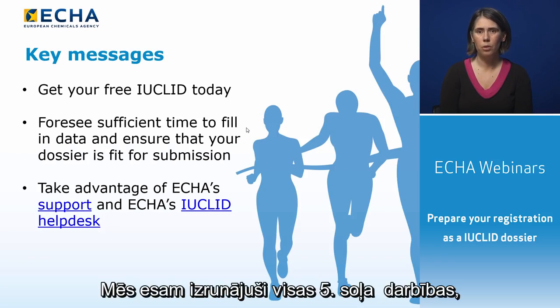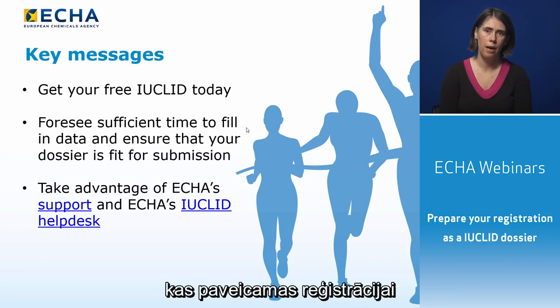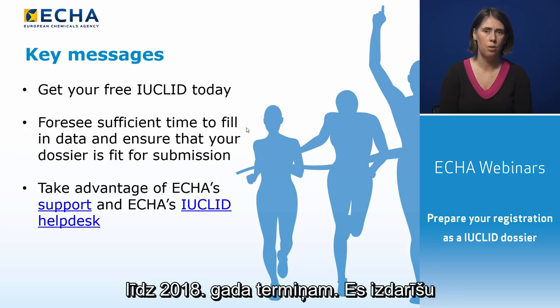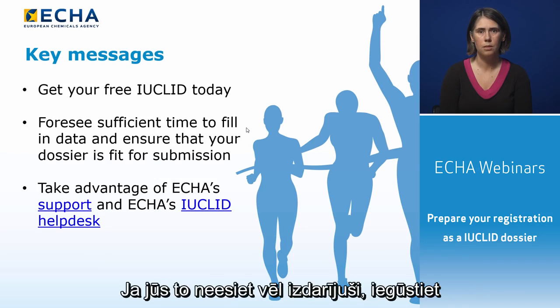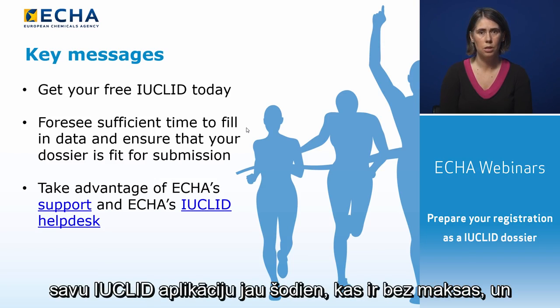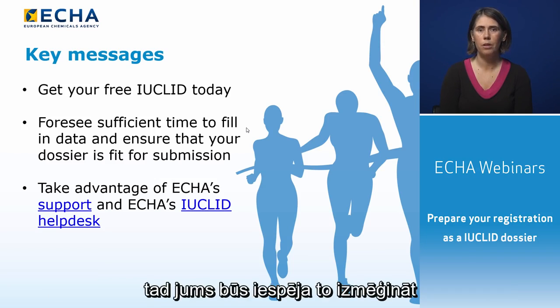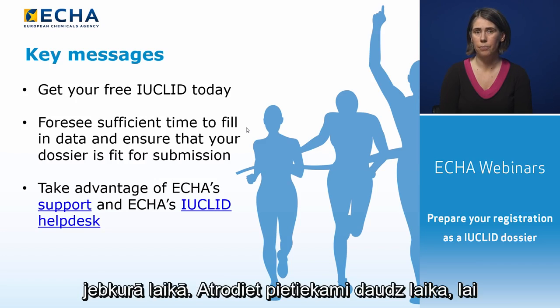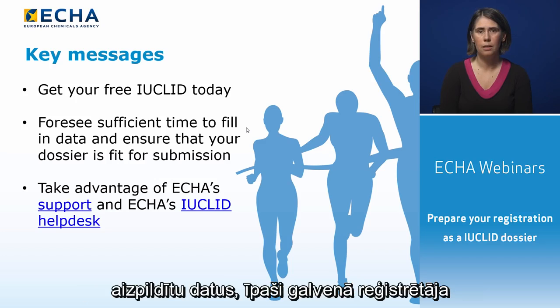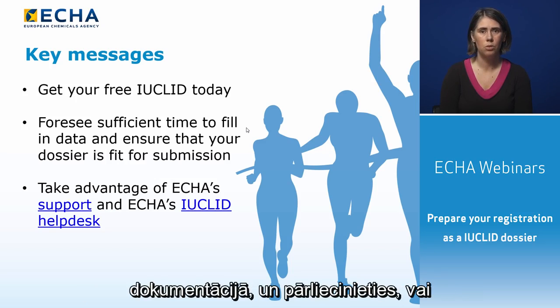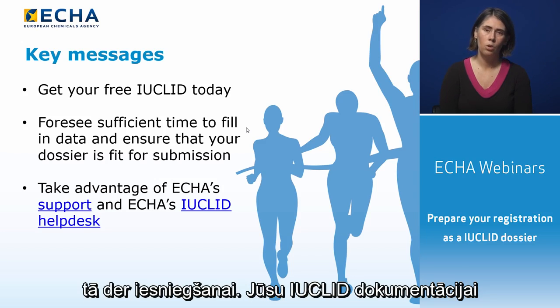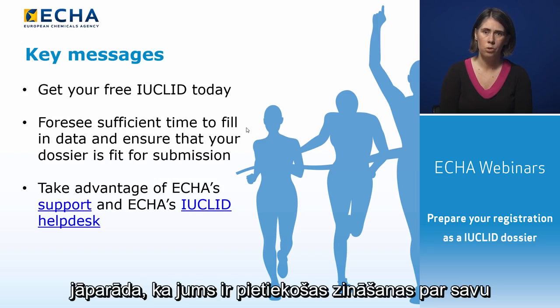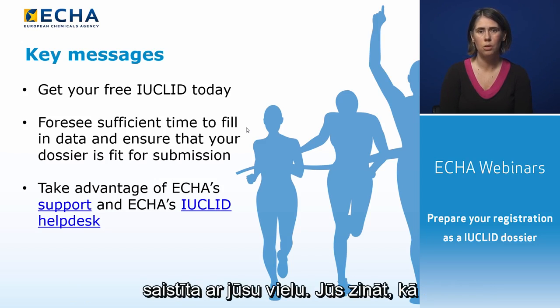So we've now talked about all 5 key activities of Phase 5 of your plan for registering by 2018, and I will conclude with a few messages for you to take away from this. If you have not done so already, get your IUCLID application today. It's for free, and then you have it available to try it at any time. Foresee sufficient time to fill in the data, especially for lead registrant dossiers, and ensure that your dossier is fit for submission. Your IUCLID dossier needs to show that you know your substance and the hazards associated with your substance.